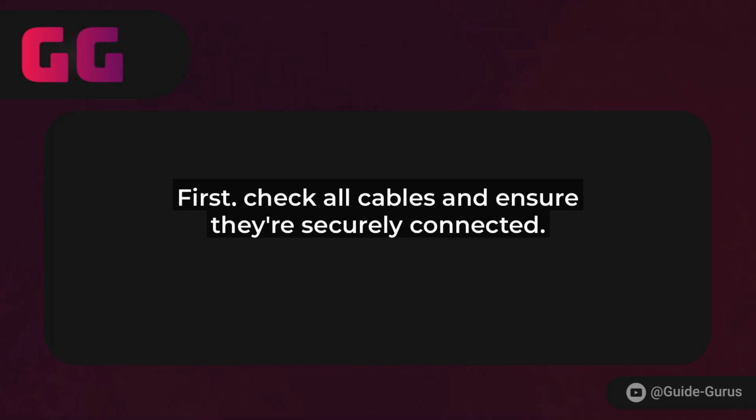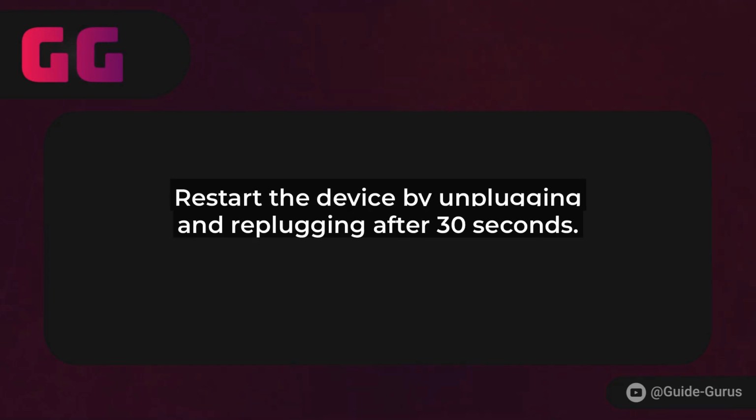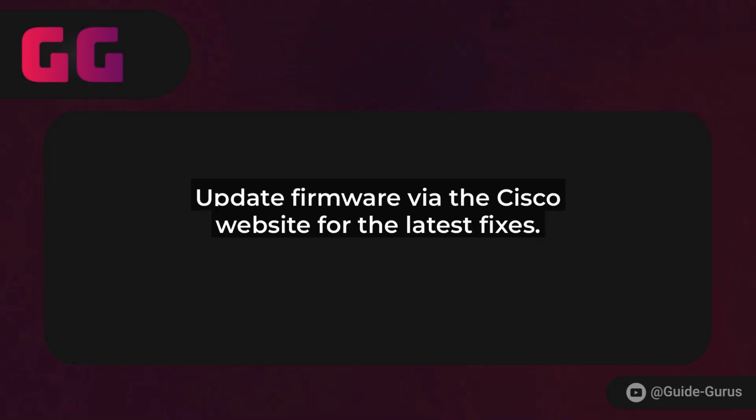Now, let's troubleshoot. Step 1. Check your connections. Ensure the power cable is securely plugged in and that your Ethernet cables are intact. Sometimes, a loose wire is the culprit. If everything looks good, move to step 2, restart the device. Unplug the AP, wait 30 seconds, and plug it back in. This simple reset can clear temporary glitches.